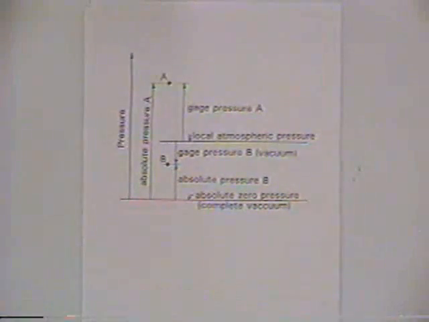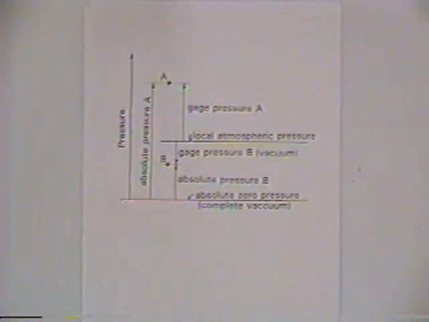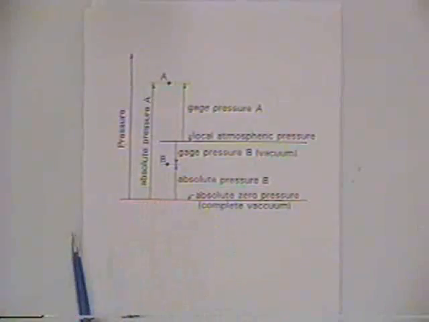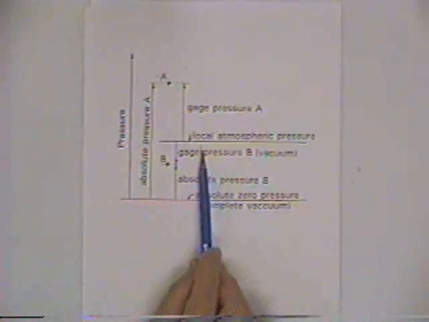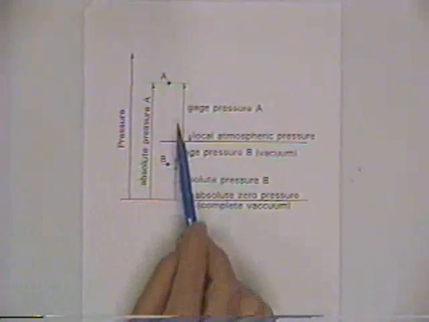And so let's say we've got some pressure. So we've got pressures here in newtons per square meter, and this pressure A is above the local atmospheric pressure. And so in certain applications, if we wanted to work in terms of absolute pressure, the datum would be a complete vacuum, absolute zero pressure. But in many other applications, it's convenient to use the local atmospheric pressure as the datum.